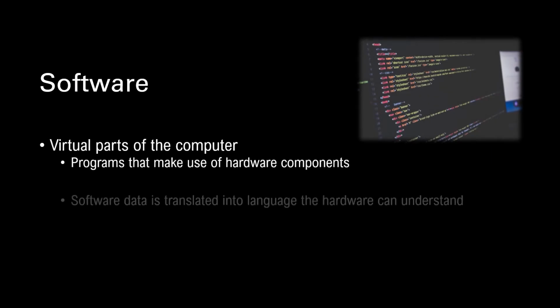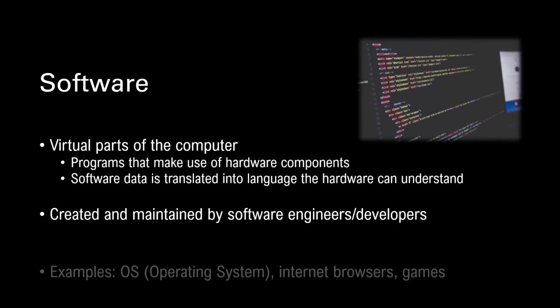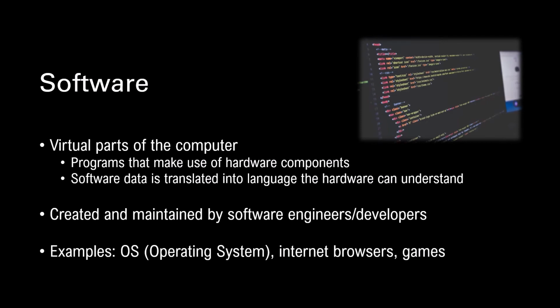So now we're going to talk about software, right? This is all the virtual parts of the computer. So anything that you see on the computer running on a screen is basically a virtual part, which is software. Any program that runs on the computer will be making use of the hardware components, right? You can't have a game playing without a screen, right? You can't have a video playing without an actual monitor. You just wouldn't be able to do that.